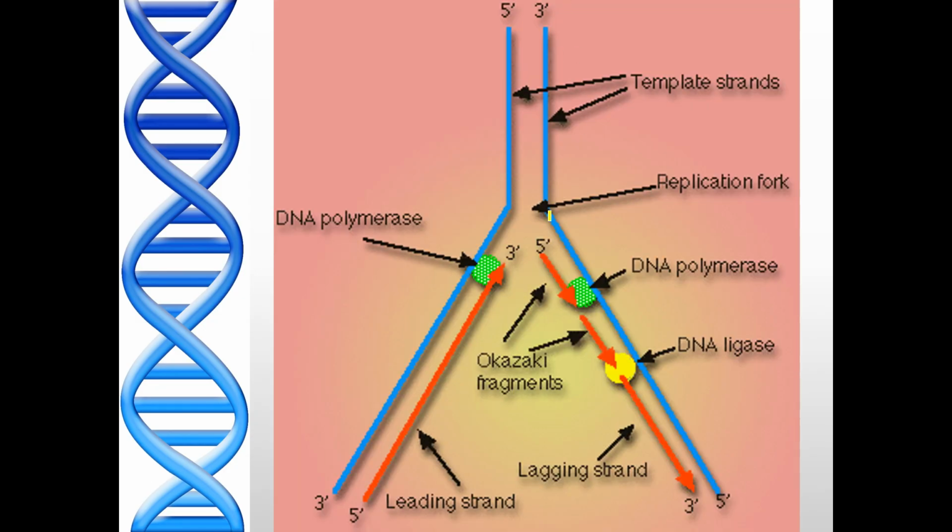So right here is my replication fork, all right? You can see that as I'm unzipping, okay, I'm unzipping in this direction. As I'm unzipping, this leading strand is built, built, built, built, built, and as that thing opens, we can continue to build. But on the other side, as it opens, I can only build little pieces at a time. So this is what we call our lagging strand.